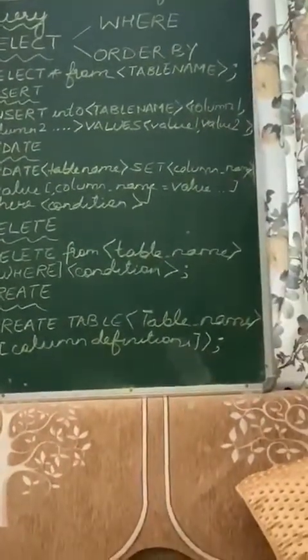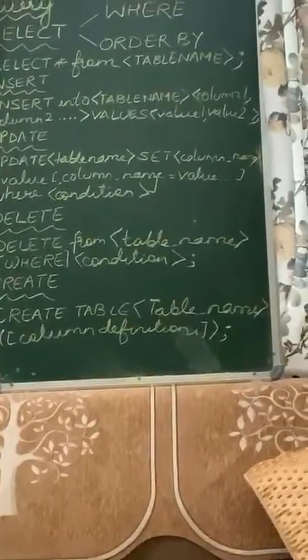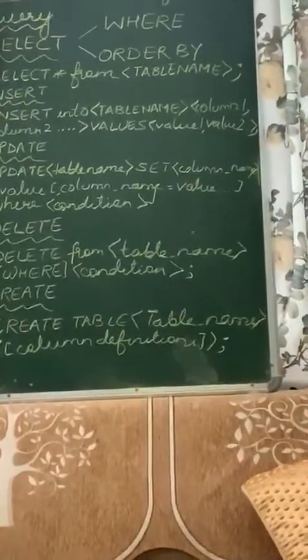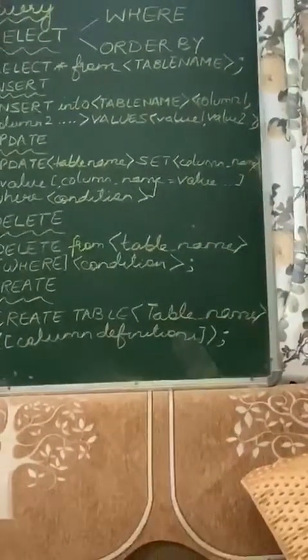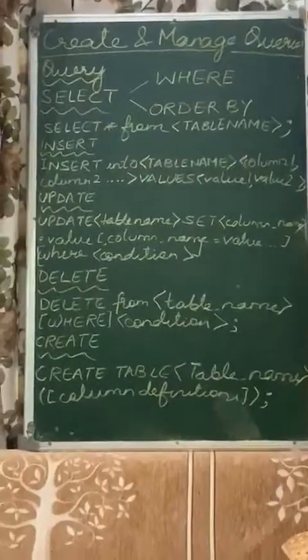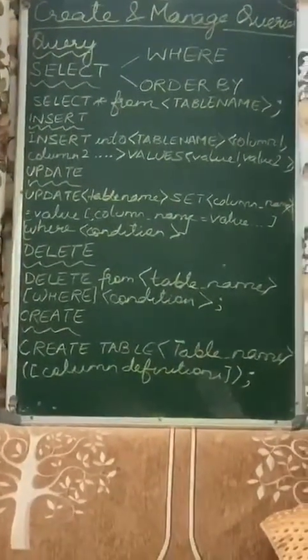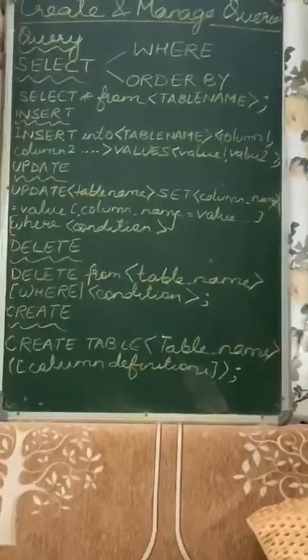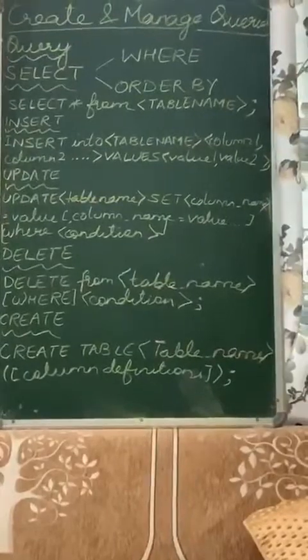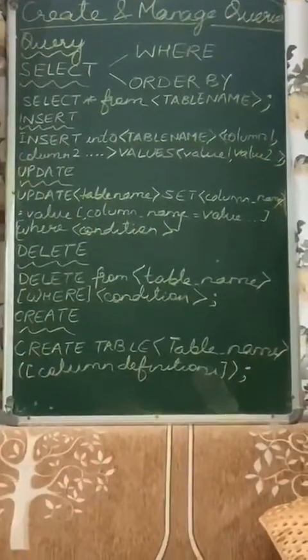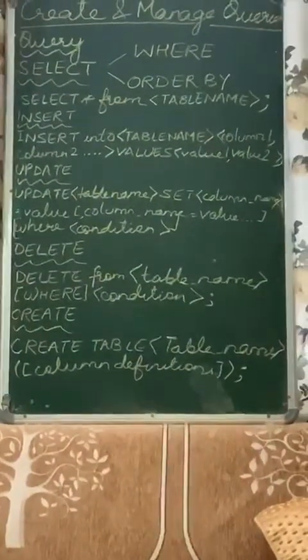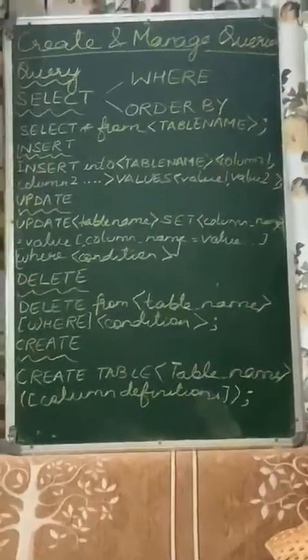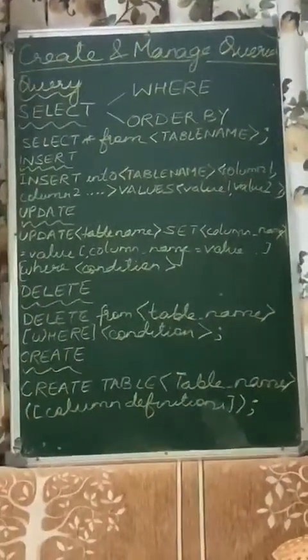Now order by gives you an order. You want the marks to be ordered in ascending or descending order, or not only marks, the roll numbers. So select star from the table name, order by, then you write marks and then ASC or DESC. ASC is for ascending and DESC is for descending. So this is about the select statement.